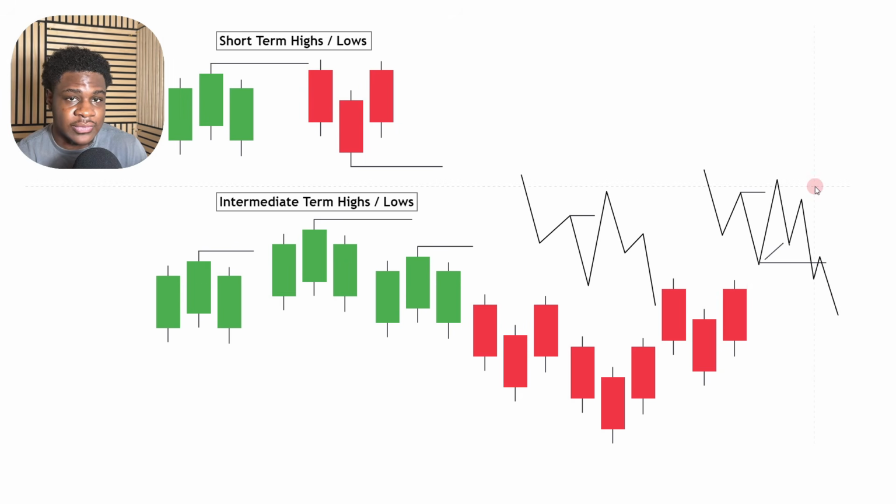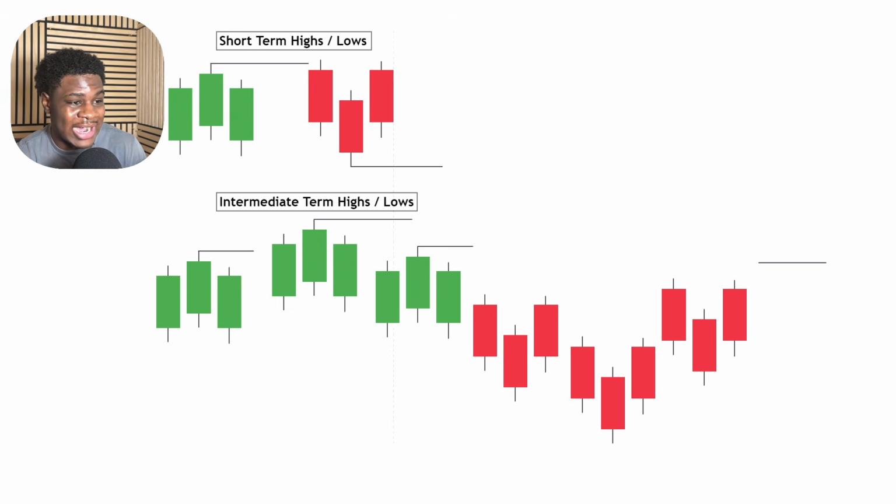If this is still confusing to you guys, don't worry, because I'm about to take you guys to the charts as soon as I'm done explaining all of this, so you guys can get a full understanding. This would be intermediate term highs and lows. Here is another reference of intermediate term highs and lows in alignment with levels of support and resistance.